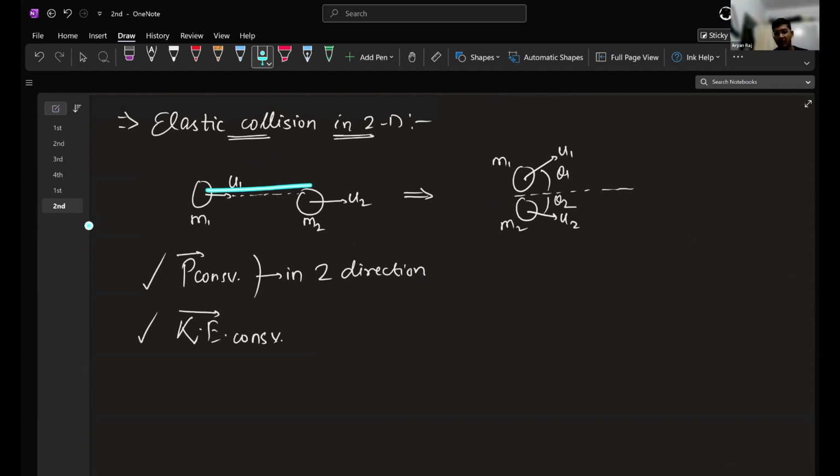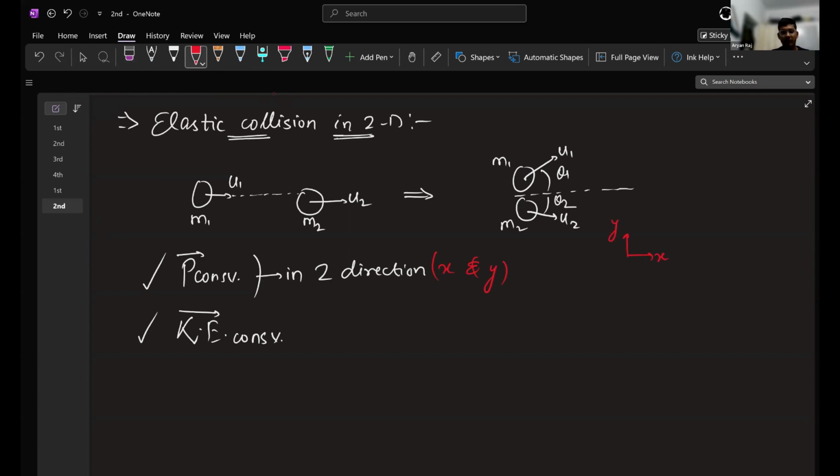Even if it is a direct collision, where the line of motion is equal to the line of impact, the objects may still move something like this. So we'll have to apply momentum conservation in two directions, x and y.